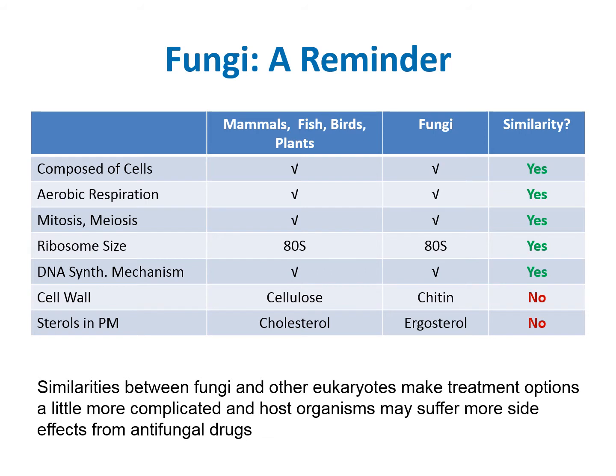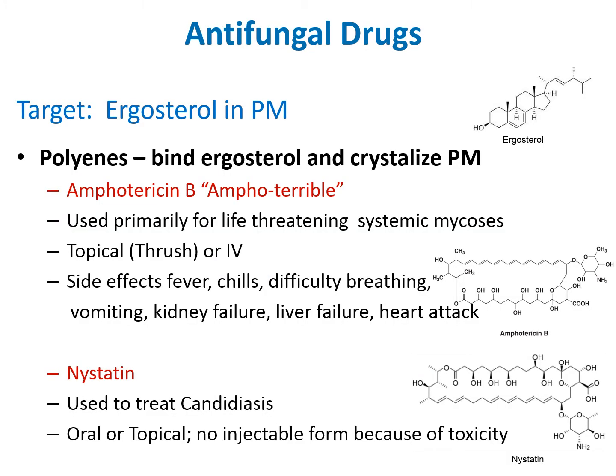That said, there are two popular targets for antifungal drugs. These targets are ideal because they're present in fungi, but not in humans and most other eukaryotes. These drug targets are the cell wall, which is made up of chitin, and ergosterol, a fungal sterol. Ergosterol is a steroid alcohol that gives stability to fungal plasma membranes, much in the way that cholesterol helps with stability of our plasma membranes.